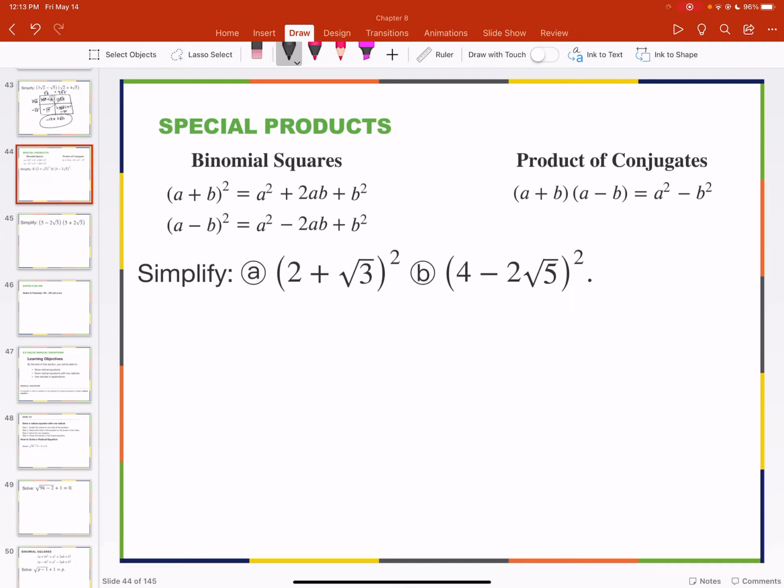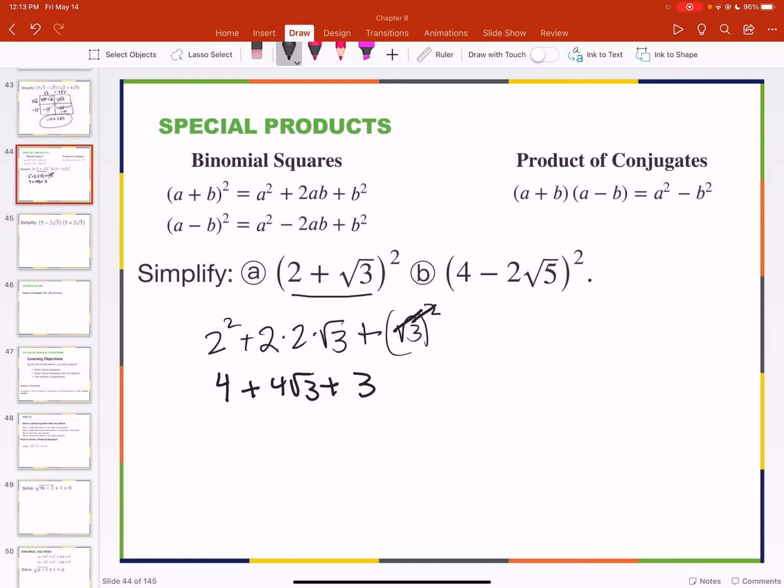Remember, when you have a binomial squared, the product is the same as the first term squared plus twice the product of the two terms plus the last term squared, or the second term squared. Okay, so what does that mean here? So here I have a binomial. So using special products, this is going to be 2 squared plus 2 times root 3 plus root 3 squared. So this is going to be 4 plus 4 root 3 plus 3. So 4 plus 3 is 7, plus 4 root 3.